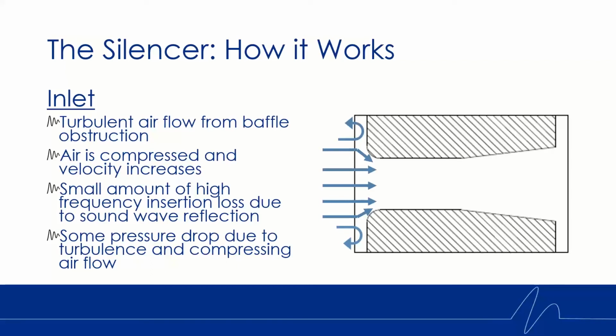So the way the silencer works is, first of all, this is a cross-section of the silencer here. Those shaded areas are what we call baffles. That's where we have the acoustic media. That's where all the sound gets absorbed. So the air enters into the silencer here. There's a little bit of turbulent airflow that happens just as that air hits the baffle. The air is then compressed as it enters into the silencer, and we get a small amount of insertion loss just from some reflection that happens there, and a little bit of pressure drop just from the turbulence and the compression of the airflow.